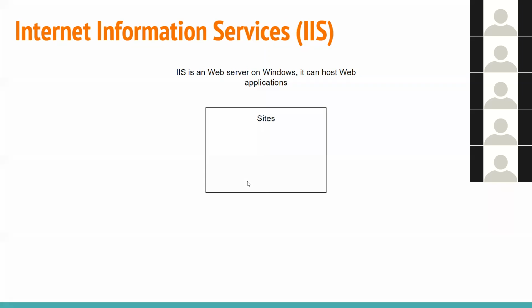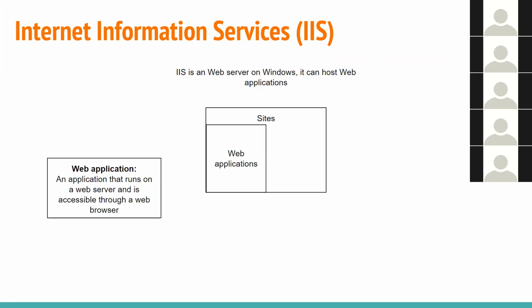Okay, so we have websites. A site is a collection of web applications. Web applications are applications that run on a web server and are accessible through a web browser. What we've been creating currently, you could see as web applications. A website is just a set of web applications, a bunch of different web applications that you can go through.